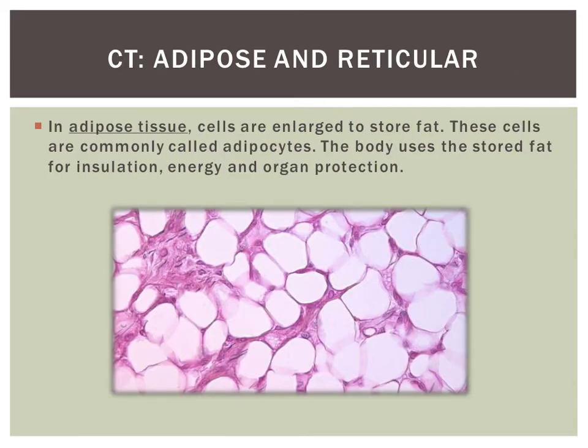Adipose is another form of connective tissue, and these cells store fat. So this is another word for fat. These cells are commonly called adipocytes, the individual cells. So this would be an adipocyte here. The body uses the stored fat for insulation, for energy, and for organ protection.